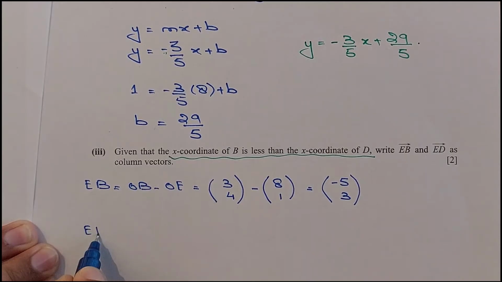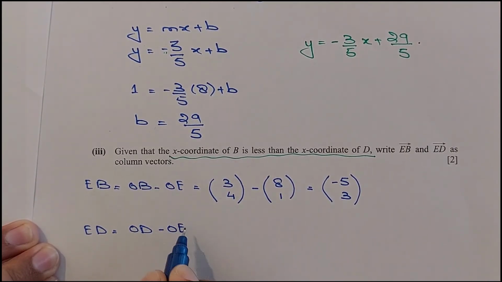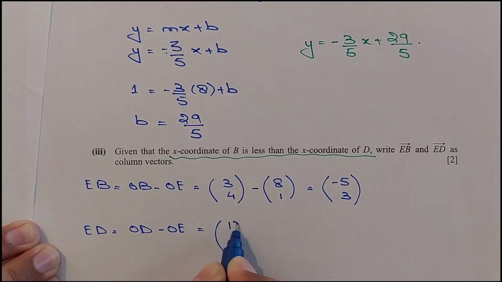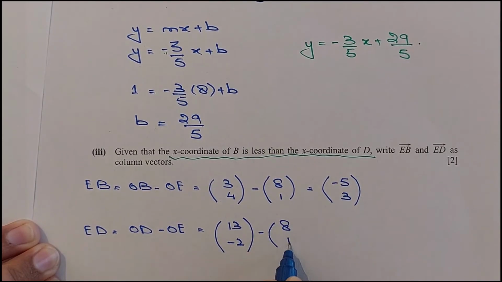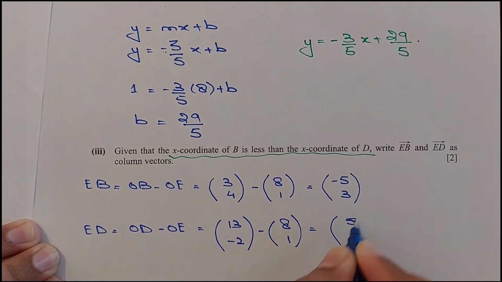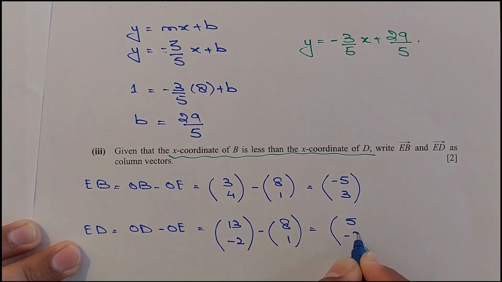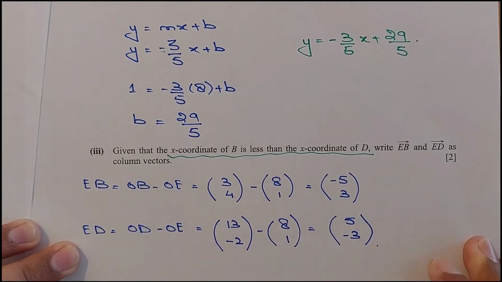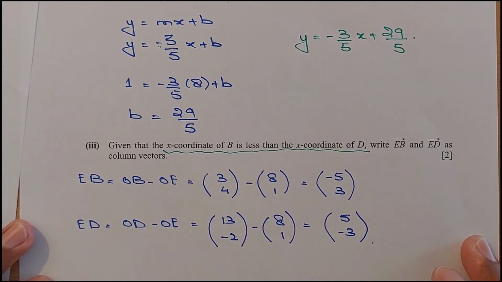And what is ED? That is OD minus OE. OD we just got, that is 13, minus 2. Subtract 8, 1. 13 minus 8 is 5. And minus 2 minus 1 is minus 3. So that is 5, minus 3. This is the column vector for ED.